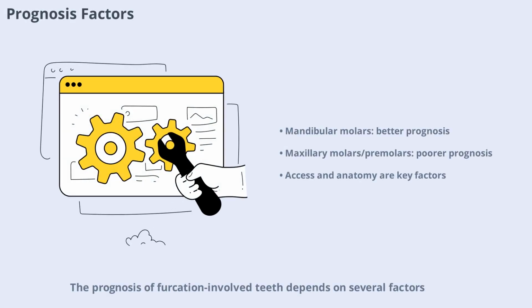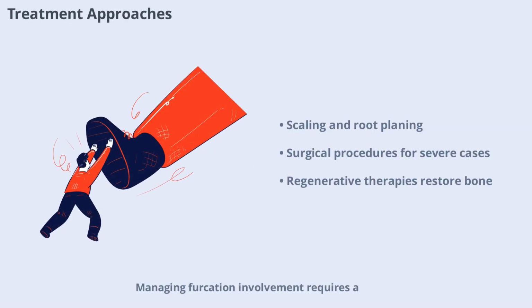The prognosis of furcation-involved teeth depends on several factors. Mandibular molars generally have a better prognosis due to their root divergence, which allows for easier access and cleaning. In contrast, maxillary molars and premolars often have a poorer prognosis because their anatomy makes access more difficult. The degree of bone loss, patient's oral hygiene, and the presence of systemic diseases also play important roles in determining the long-term outcome. Managing furcation involvement requires a combination of traditional and advanced therapies.